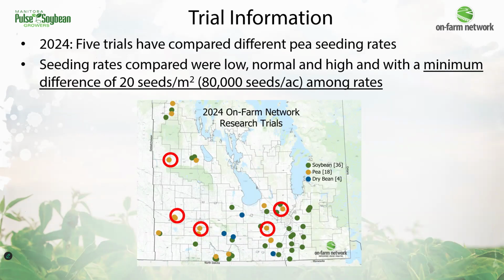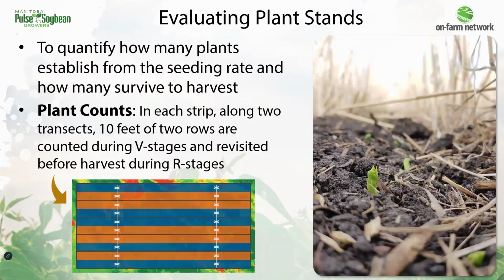In 2024, we had 5 pea seeding rate trials completed. With these trials, the seeding rates are determined by the farmer, and we want to have a minimum difference of 20 seeds per square meter, or 80,000 seeds per acre, among the rates. So we test the farm's normal practice to higher and lower. In these trials, we evaluate plant stands both early in the season for establishment and during maturity to see how plant stands change throughout the season among different seeding rates.